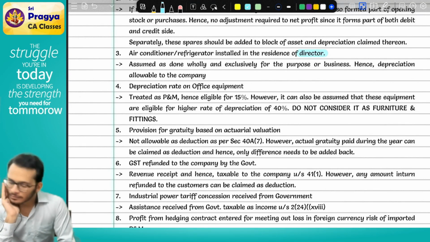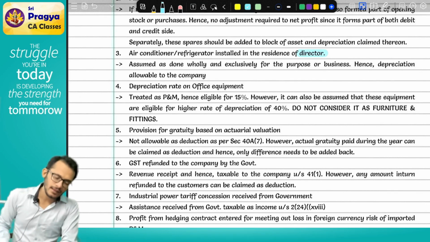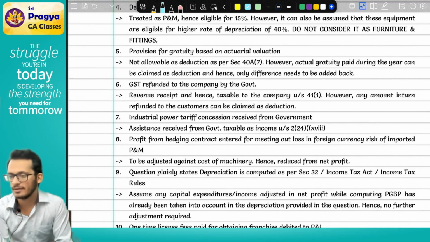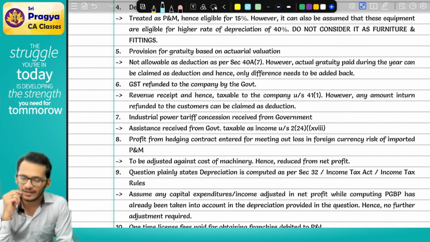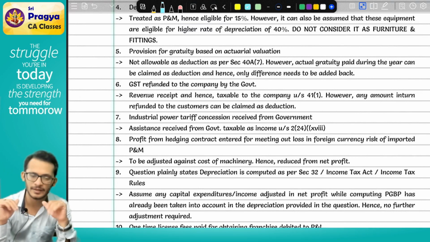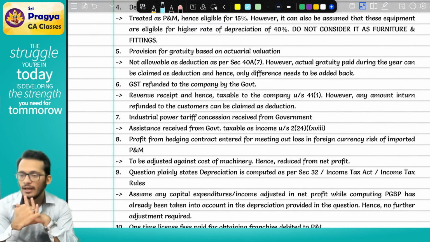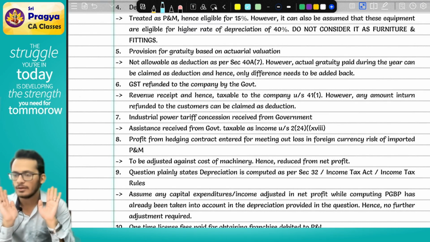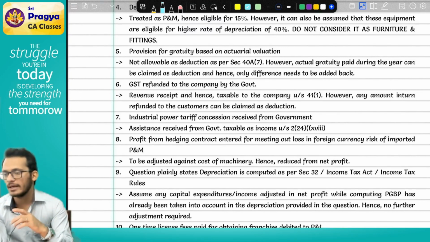Can we go forward? Next, it is saying provision for gratuity based on actuarial valuation. A question in exam came and said net profit includes 100 crores created as a provision for gratuity based on actuarial valuation. People saw actuarial valuation, thought something big has been done, analysis has been done, therefore they said allowed. I told you whenever there is a provision for gratuity, it has to be disallowed. The only thing which can be allowed is the actual gratuity payment or any kind of payment to a gratuity fund.